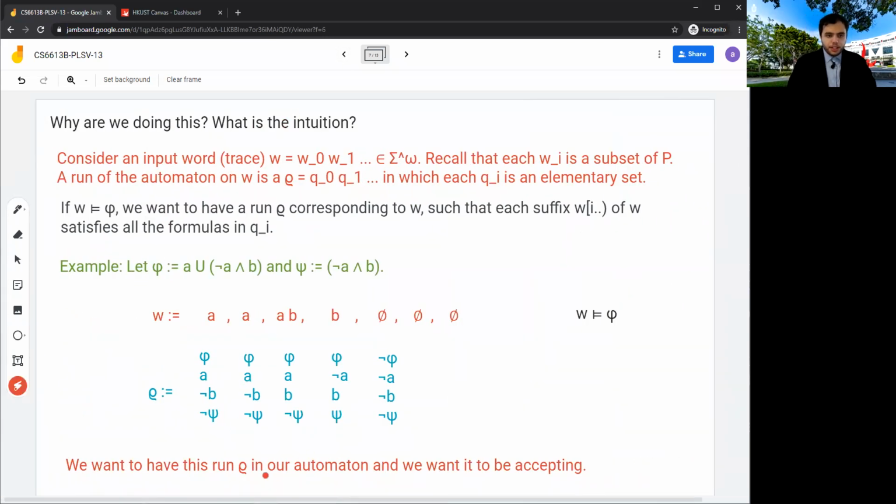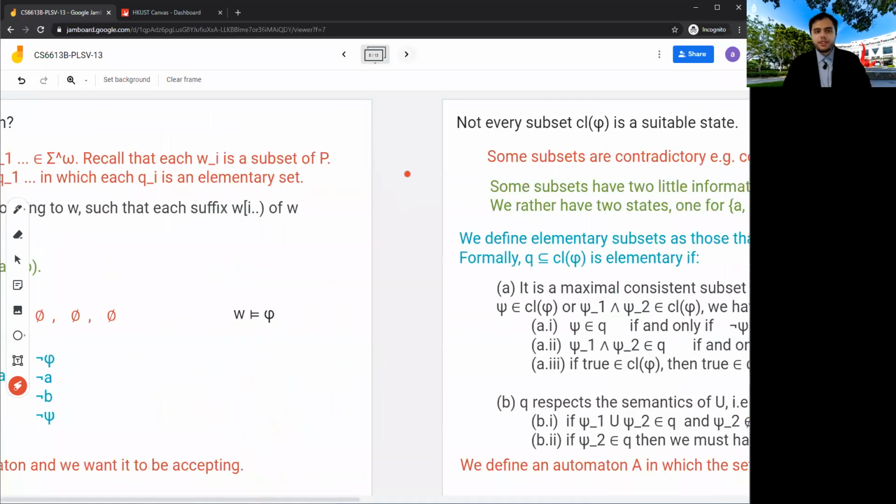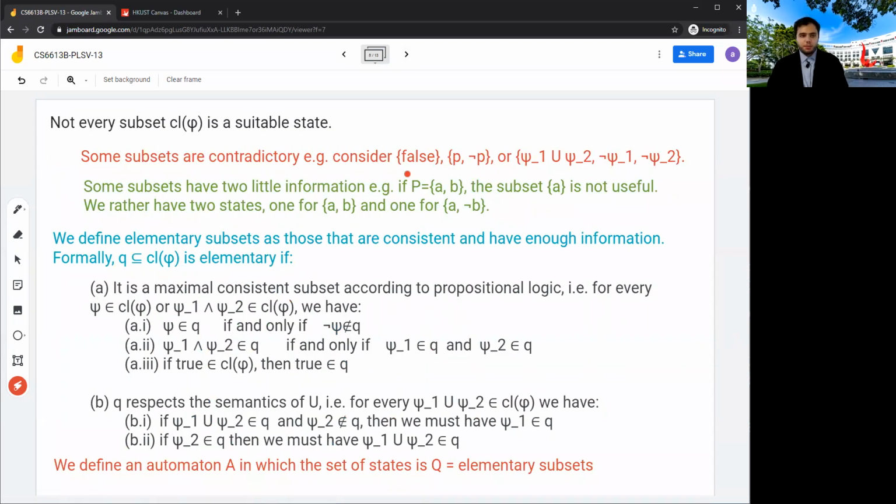So first of all, if you look at the states that appear here, the set of formulas that appear in these runs, not every set of formulas is really suitable or can appear. So some sets of formulas are actually contradictory. Some sets of formulas can never be satisfied by any suffix anyway, right? So if my formula is just false, it's not satisfied by anything. If I have two different formulas, P and not P, well, of course, I don't have any suffix of any word that satisfies both of these, right?